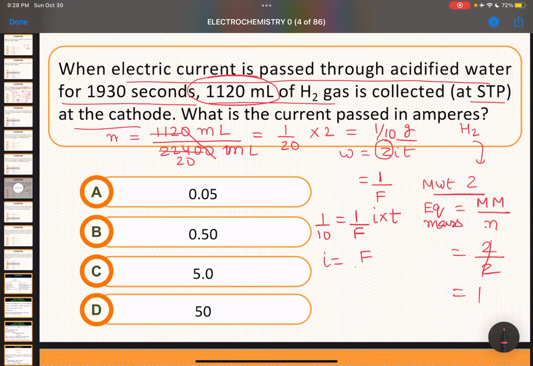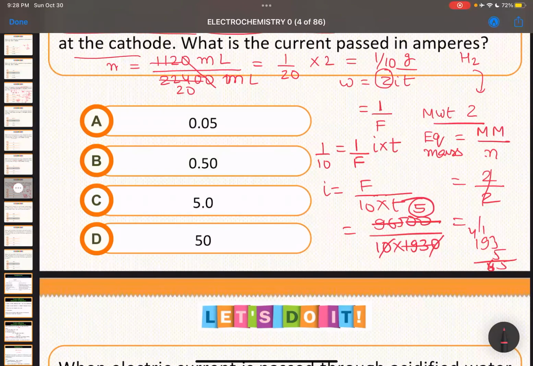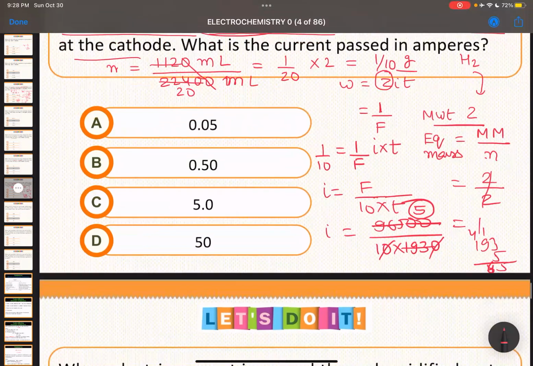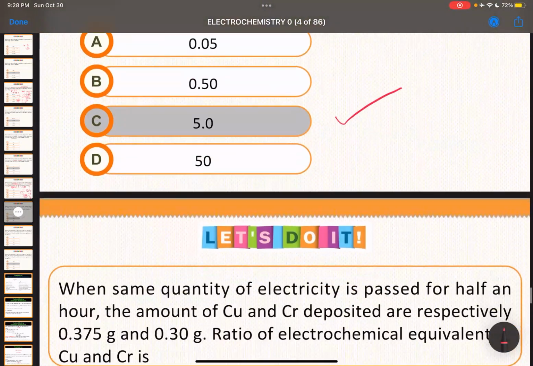I equals F by 10 into T. F is 96500, and 10 into 1930. These 2 zeros got cancelled. And you need to check it. 193 into 5, 5 3s are 15, 9 5s are 45, 46. Yeah, this is 5 times. Okay, what is the current passed in ampere? It is 5 ampere, right? So this is the question. I hope it is clear.